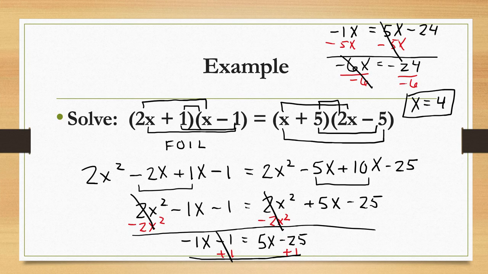And these linear equations are very easy to check. If you want to check to be sure that you have the correct answer, you simply plug the 4 into the original equation for x and make sure that you have a true statement on both sides.